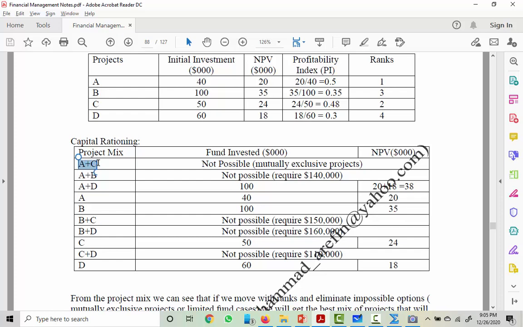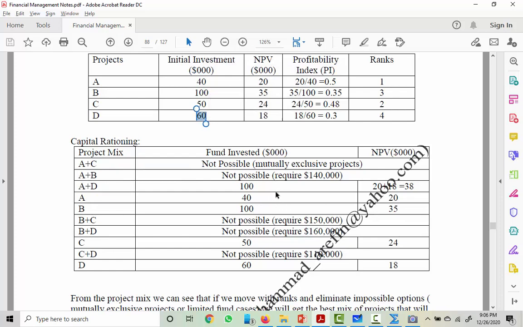You cannot invest in project A and C simultaneously because they are mutually exclusive projects, so that is out of the question. Now let's see if we can invest in project A and B. You cannot invest in A and B together because you will need $140,000, since project A requires 40,000 and project B requires 100,000. Not possible. Let's see if we can invest in project A and D. Project A requires $40,000, project D requires $60,000.